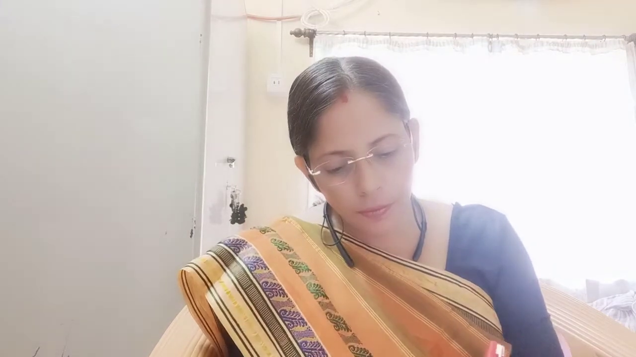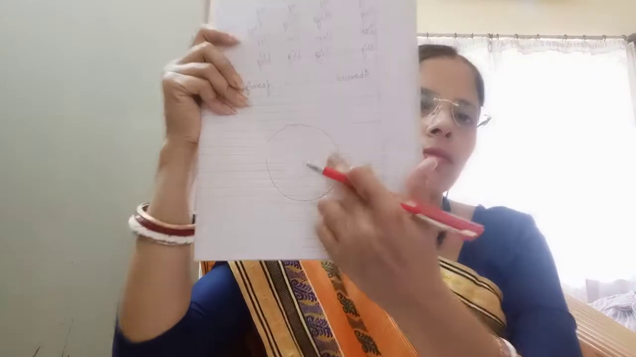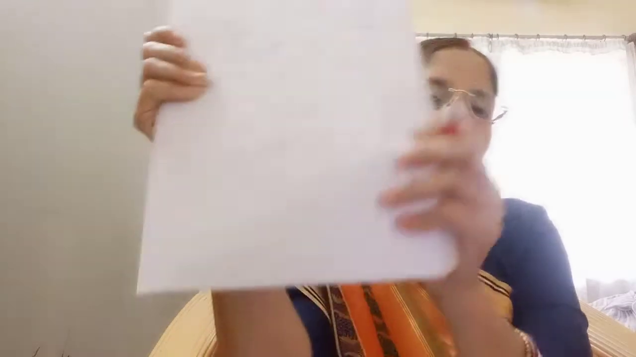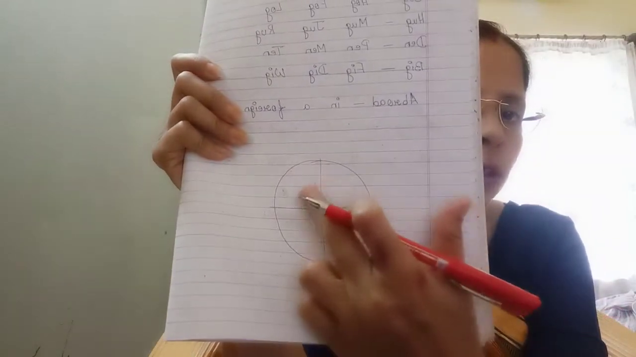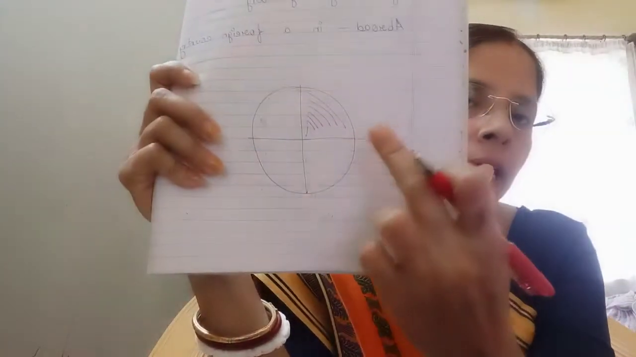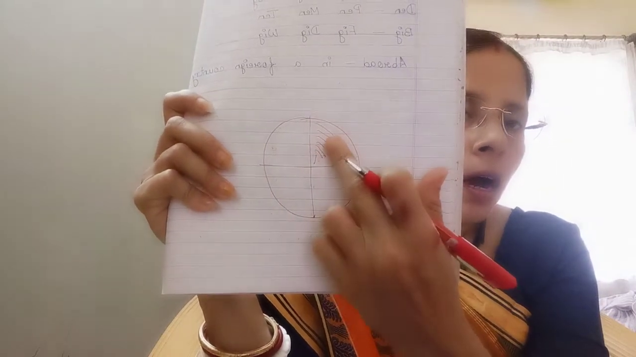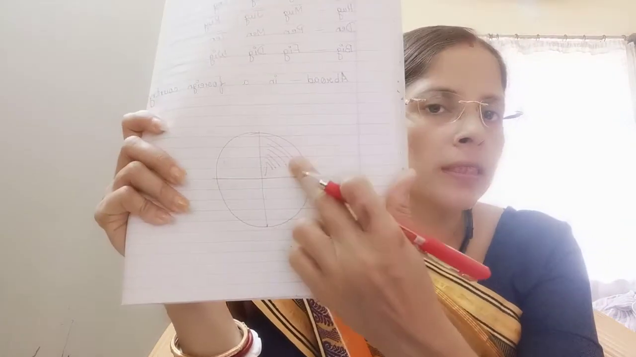Listen, this is the circle. If we divide the circle into 4 parts, 1, 2, 3, 4. Now every one part is coming or covered up by earth in its revolution. One part is covered. This is 1 year.